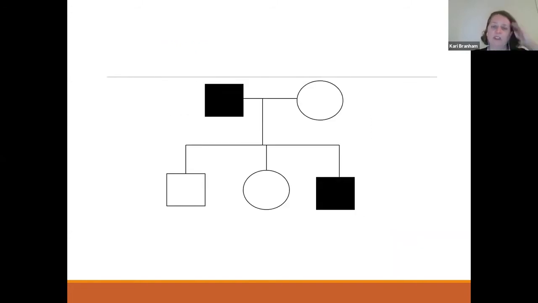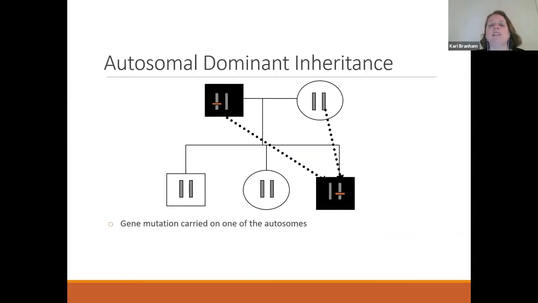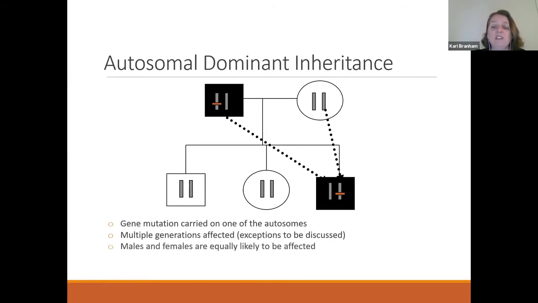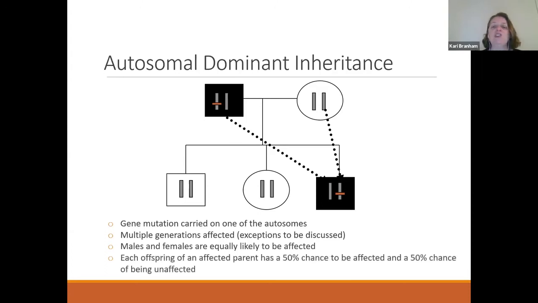I'm going to go through some examples of the 3 primary inheritance patterns. This one demonstrates autosomal dominant inheritance. In autosomal dominant inheritance, you can see both males and females that are affected with the condition. Typically, you would see multiple generations of the family affected, although sometimes we do see a single person in the family that does have a dominant gene mutation. Each child of an affected parent has a 50% chance of being affected and a 50% chance of being unaffected, based on whether or not the gene mutation is passed on to that individual.